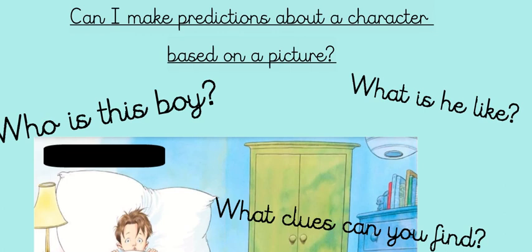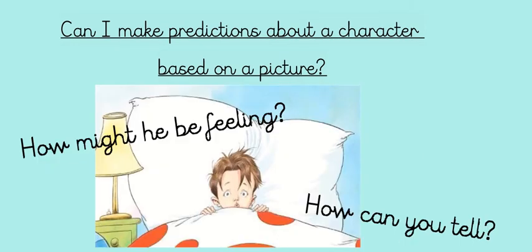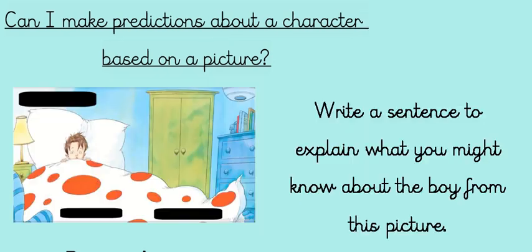So now that we've had a think about what kind of boy he might be, what he likes, whether he's kind, and we've had a think about how he might be feeling. Maybe he's feeling frightened. Maybe he's feeling shocked. Maybe he's feeling cold. That might be why he's in bed. Here's what I want you to do now. Write a sentence to explain what you might know about the boy from this picture.